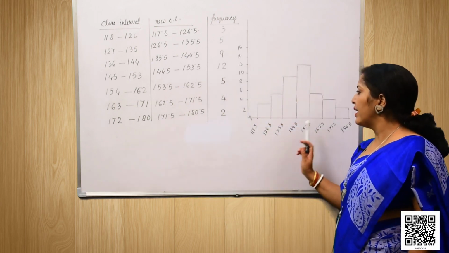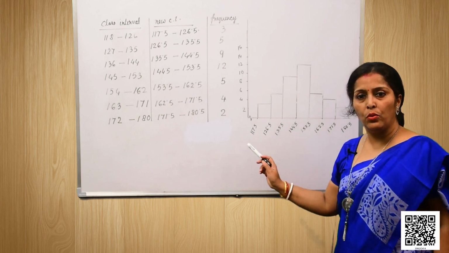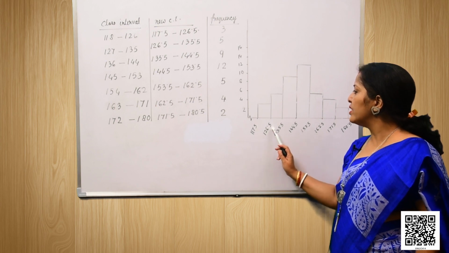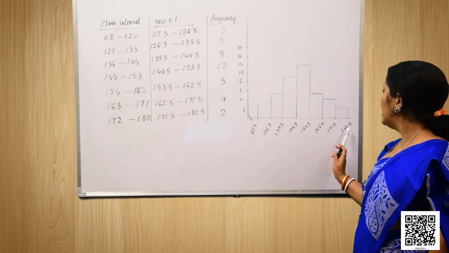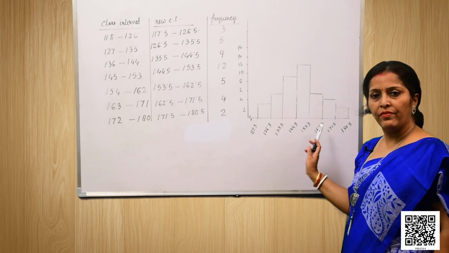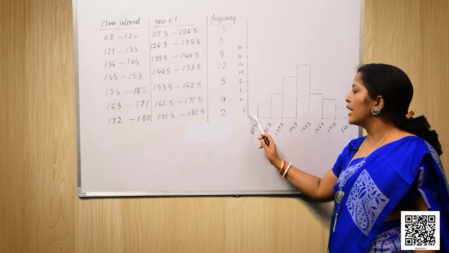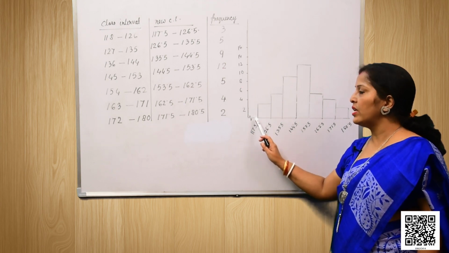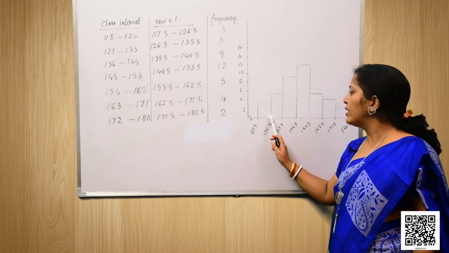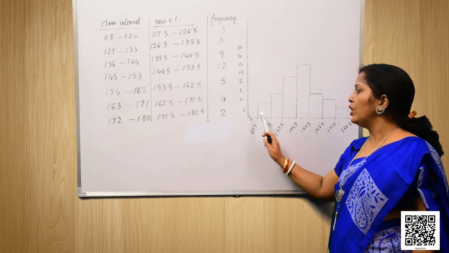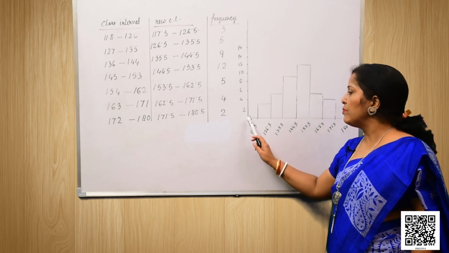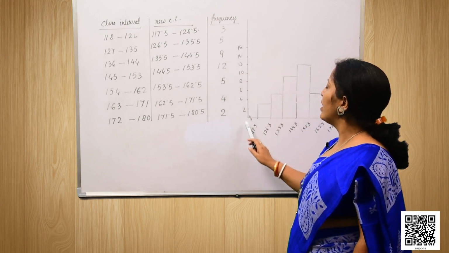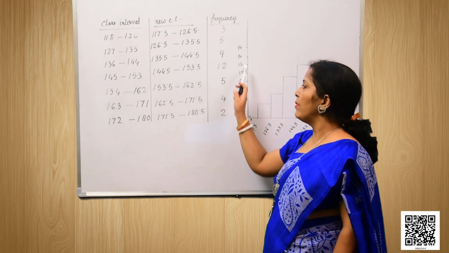Along with the horizontal line, we take the new class intervals. So we mark them as 117.5, 126.5 and so on till the last one, 180.5. Now since there is a gap between the origin and the first one, which is from 0 to 117.5, the width there is not equal to the width everywhere else. So we make a zigzag on this line. Now on the vertical line, we will be drawing the frequencies and we mark them accordingly.